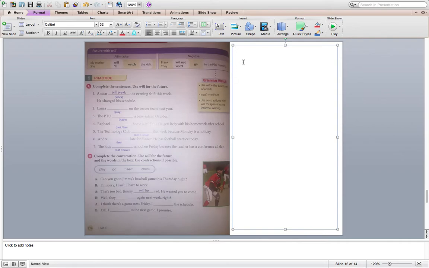Anwar will work the evening shift this week. Let's do number 2. You need to use the word play. Laura will play on the soccer team next year. Laura will play on the soccer team next year.